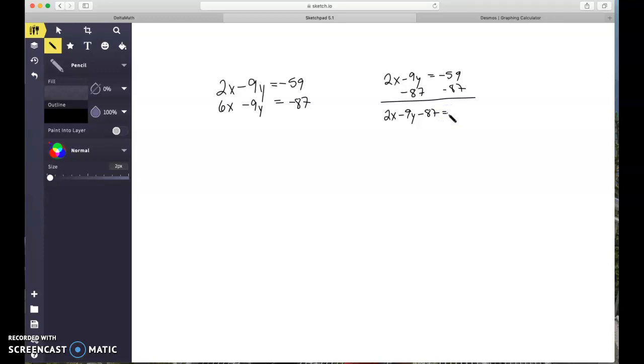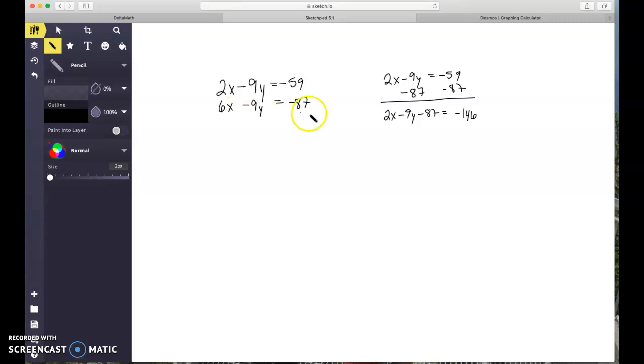Let me see. Negative 59 minus 87 gives me negative 146. Okay, so we could do that, although that still didn't really help us much, right? Because whenever we're solving, right, and we have two variables, we know that you have two things that are unknown, and we need to somehow get to an equation where we only have one variable or one thing that we don't know so that we can figure out that one thing.